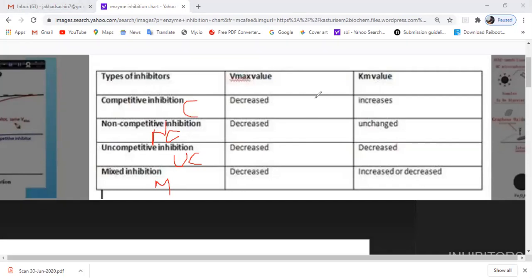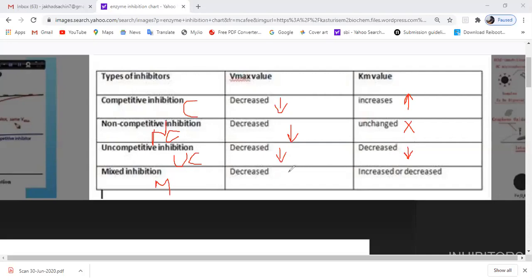In this case, if you remember either Vmax or Km value, you will get the concept. In the first case, it is increasing, and in competitive, it will decrease, so both values are opposite. In the second case, non-competitive, it is decreasing, but the other will remain unchanged. So there is no change in this particular value. Km is equal to Km dash. In this case, both are decreasing, decreasing in all the cases.